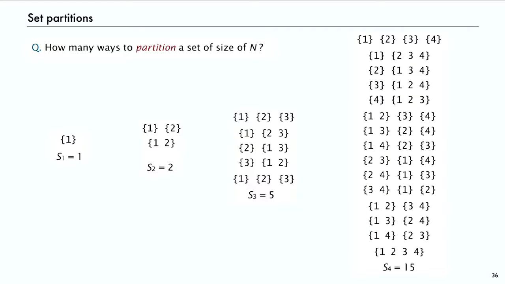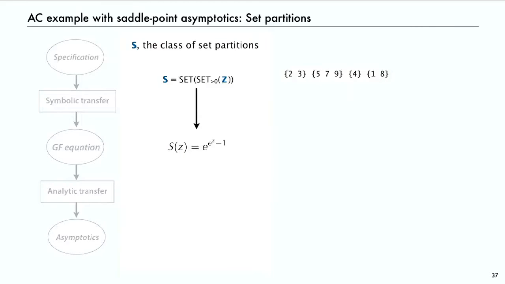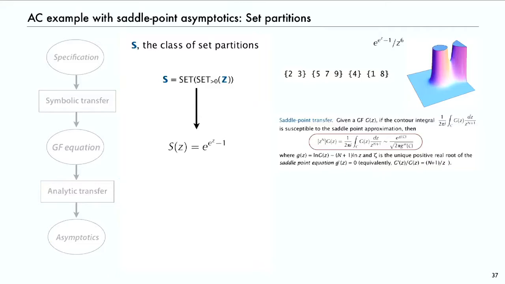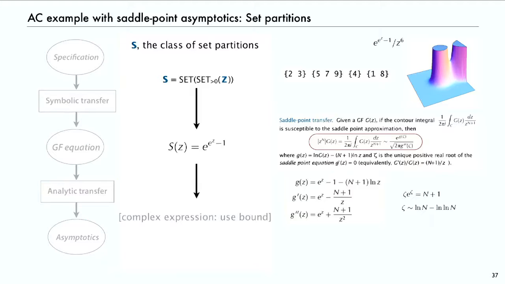Here's another example, set partitions, that we looked at. How many ways are there to partition a set of size n? From the symbolic method, we immediately get e^(e^z - 1). That's immediately amenable to saddle point. We start with e^z - 1 minus (n+1) log z. So our saddle point ζ is where e^ζ equals n+1. That's at about log n minus log log n. Now that one you can plug in, but you get a fairly complicated, complex expression.